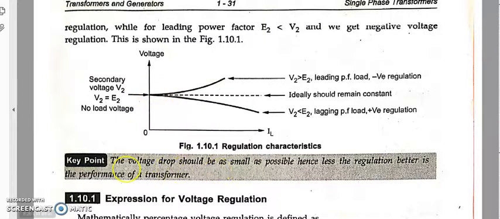So the key point you can see here is that the voltage drop should be as small as possible. The less the regulation, the better is the performance of the transformer. That's why I'm saying that the best regulation one transformer can have is 0%, not 100%.